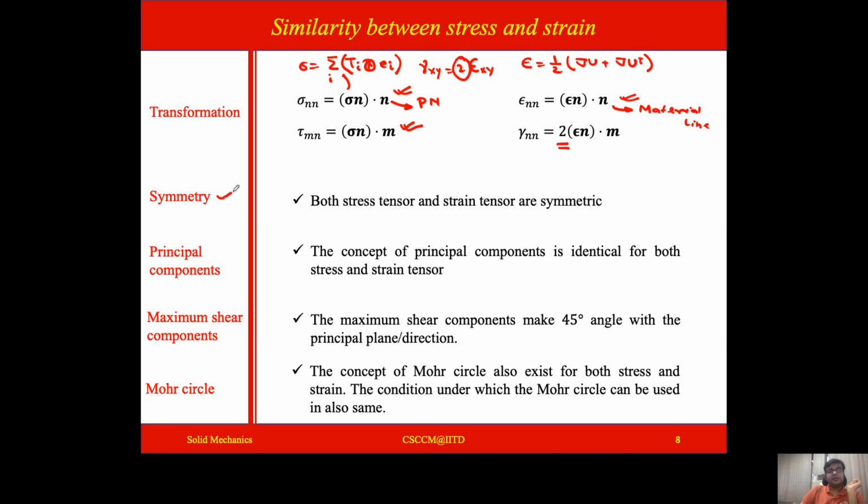Symmetry. The second point is symmetry, and we know that stress tensor is symmetric in nature. Tau xy is equal to tau yx, and that is something we proved. Similarly for strain tensor, if this is the form, it is going to be symmetric. So both are symmetric in nature. We talked about principal components. You remember the characteristic equation? This was the characteristic equation we talked about.